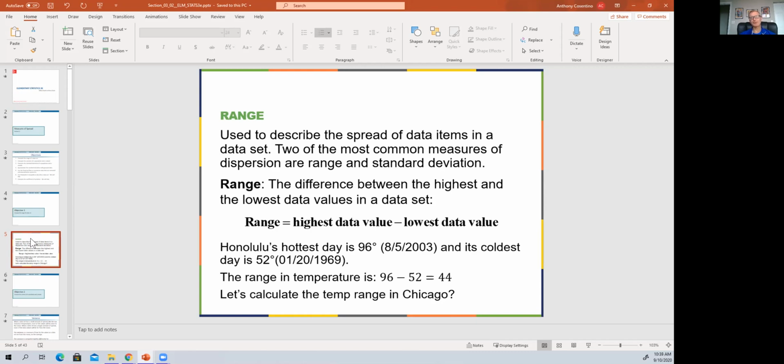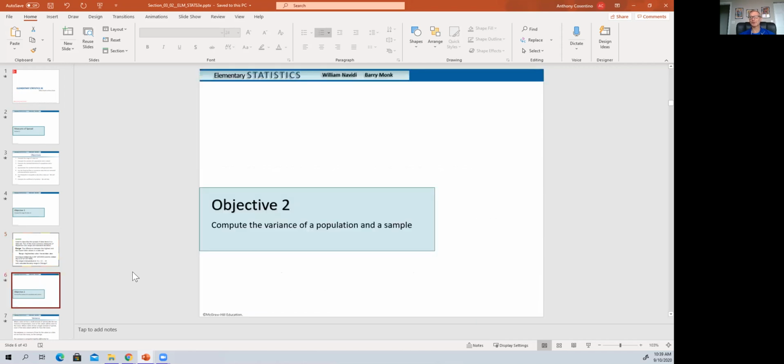So with regards to calculations, it's probably one of the easiest ones. And then the next thing we'll talk about with regards to calculations is this idea of variance, which we're going to follow up with standard deviation.